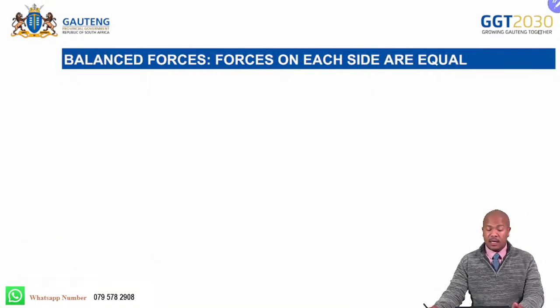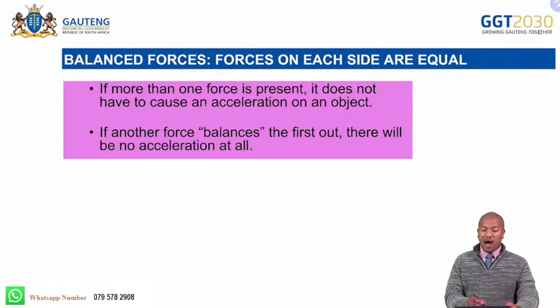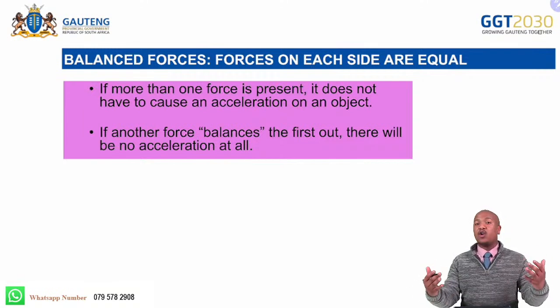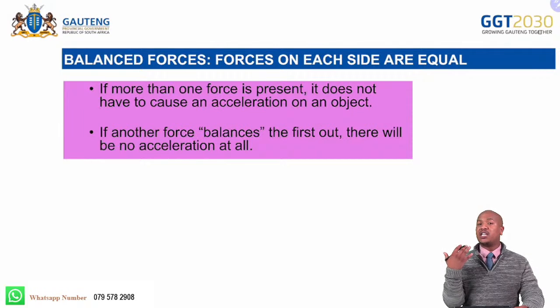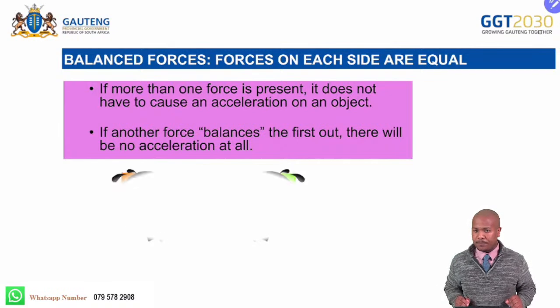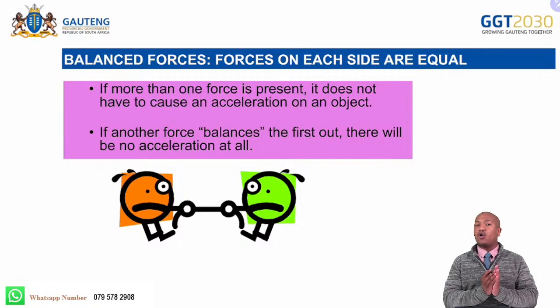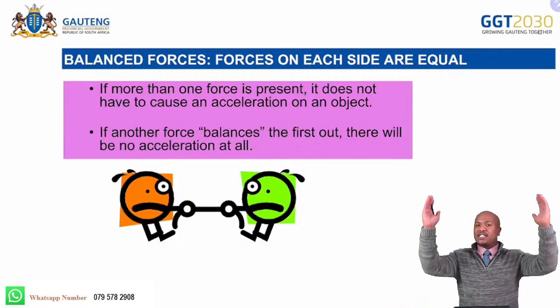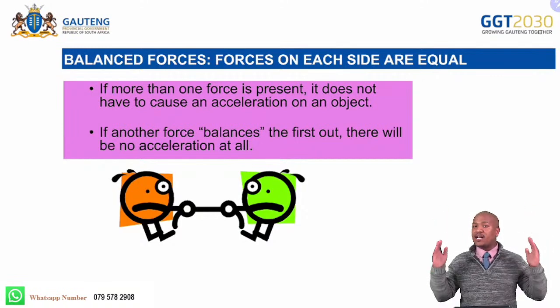Now, moving on. Let's talk more about balanced forces. We said that if more than one force is present, it does not have to cause an acceleration on an object. There is no movement, right? And if another force balances the first one out, there will be no acceleration at all. There will be no buildup of speed or no movement at all. So remember that balanced forces refer to forces acting in opposite directions, but they have the same force applied, or the same newtons of force applied.